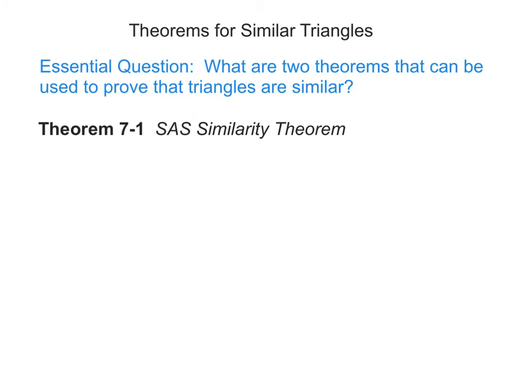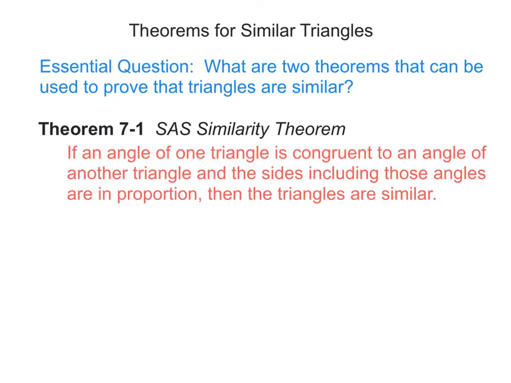The first theorem is Theorem 7-1. It is the SAS Similarity Theorem. Now, the wording of this theorem is, if an angle of one triangle is congruent to an angle of another triangle, and the sides including these angles are in proportion, then the triangles are similar. Hence the term SAS, okay? So basically you've got congruent angles, and the sides that make up that angle are in proportion, and that's how we can prove triangles similar. I'll give you an example here shortly.